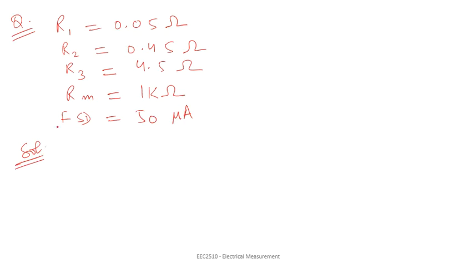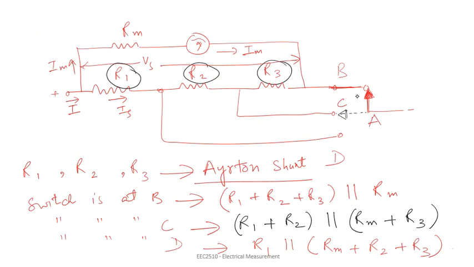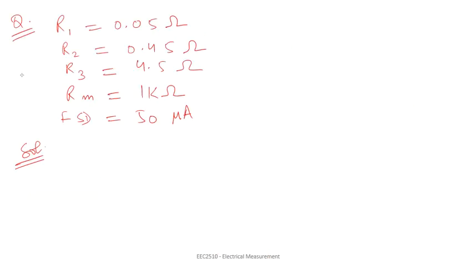Okay, so we'll just explore the possibility of connecting the switch one by one to all the 3 positions. That is, first we connect the switch at point B, then at point C, and finally at point D, and we will see what the 3 different values of the current are which we will obtain. Okay, so let us take the first case when the switch is at contact B.